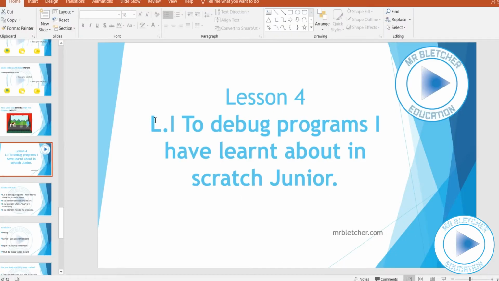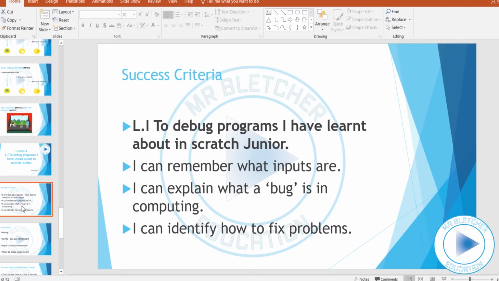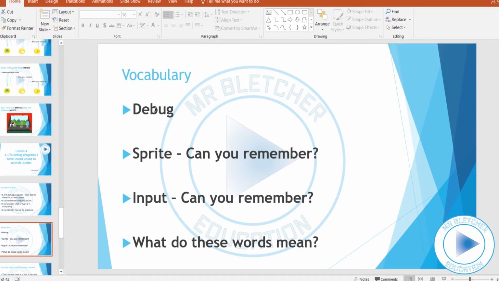So there is our learning intention. And our success criteria: hopefully we can recall what inputs are from the previous lesson, we explain what a bug is in computing, and we can identify how to fix problems. So we present the vocabulary to the children, the can you remembers of vocabulary we've already looked at.